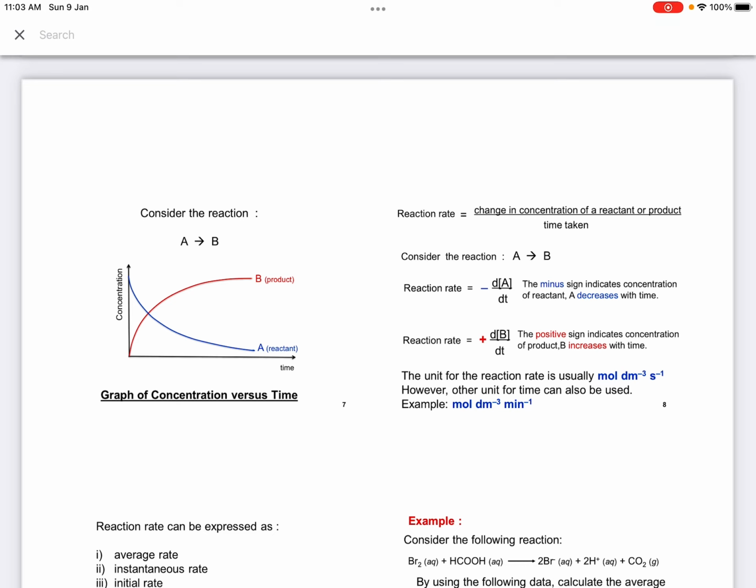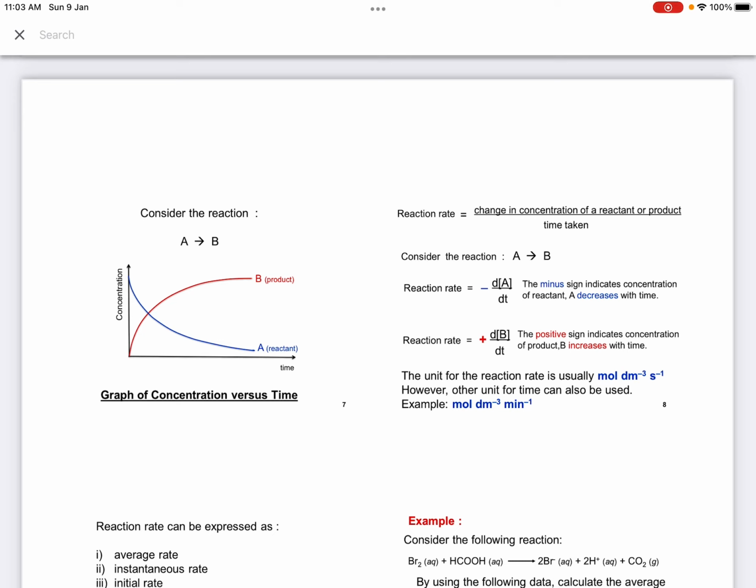So how do we calculate the reaction rate? Reaction rate equals the change in concentration of a reactant or product over time taken. Consider the reaction A produces B. The reaction rate we can write in differential form, where it's negative dA over dt. The minus sign indicates the concentration of reactant decreases with time. For the product, it will be positive dB over dt. The positive sign indicates the concentration of product increases with time. This is the way of writing a differential rate equation in calculus form.